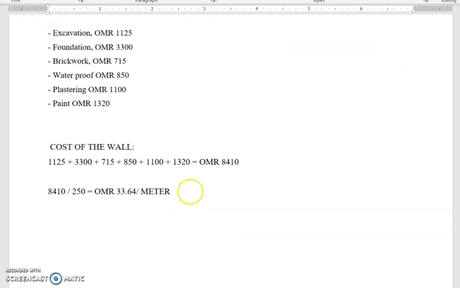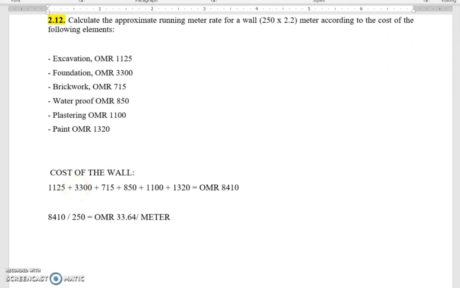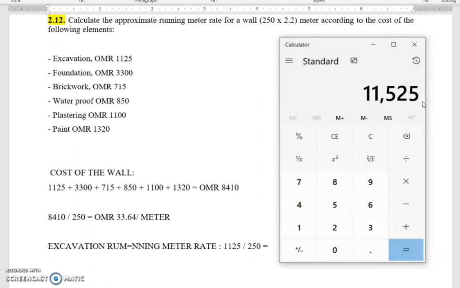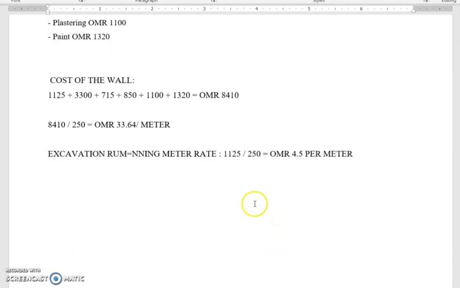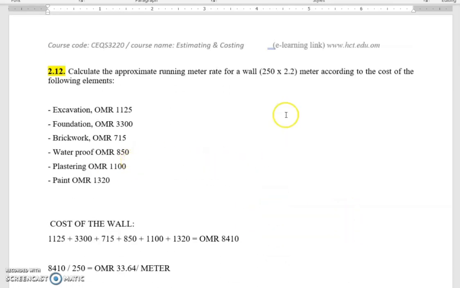Okay, so if I ask you what is the excavation running meter rate? What will we do? 1125 divided by 250 will be 4.5. So the cost of the excavation for the wall per running meter will be 4.5 riyals.